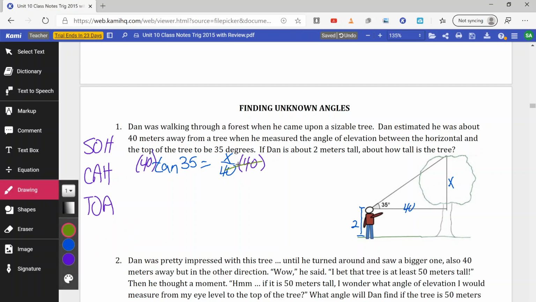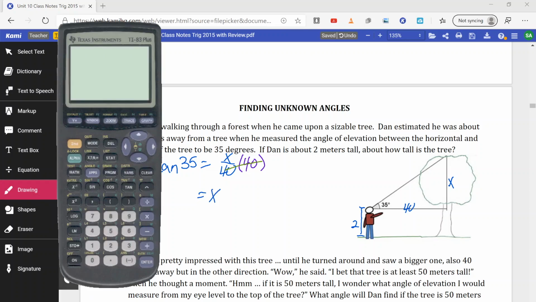That will cancel out on the side with x, leaving us with just x equals, and then we'll use the calculator to figure it out. So again, anytime we're using the calculator, we want to make sure that we're in the appropriate mode. If I click mode, I see I'm in radian. I just scroll down and over and select degree, and then I go back. So we have 40 times the tangent of 35. So we get 28.